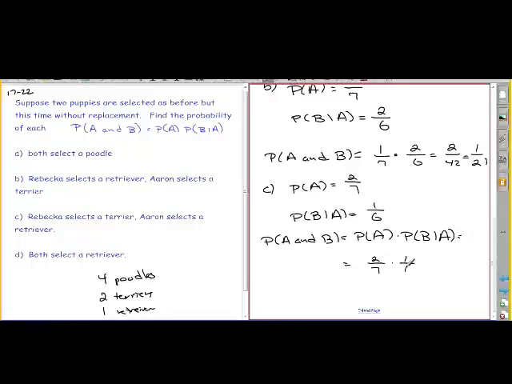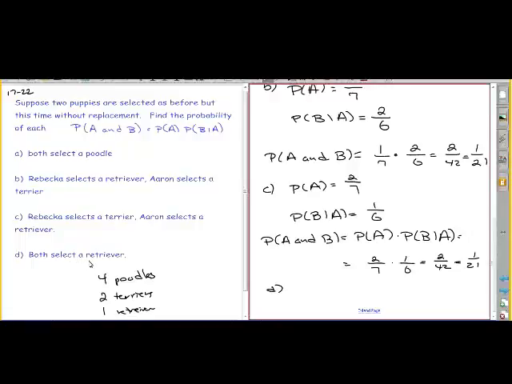So if you multiply these two together, you get the same answer as the previous problem. It's just they get flipped around. You still get 2/42, which is 1/21. And part of the reason is because the choice here doesn't affect the second choice as far as the number. Here they're saying a retriever. Let's do D, and then we'll come back and redo C.